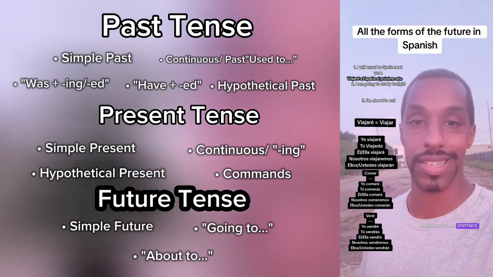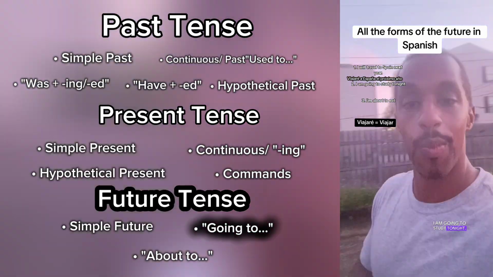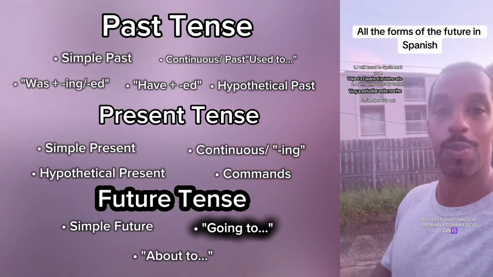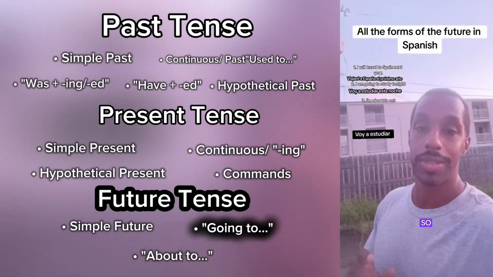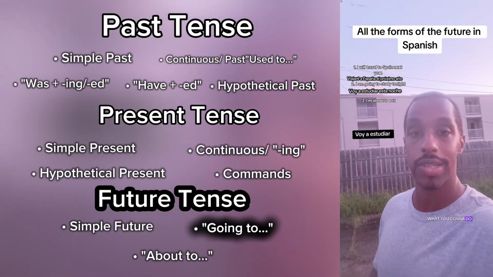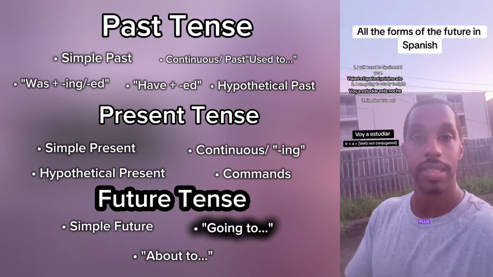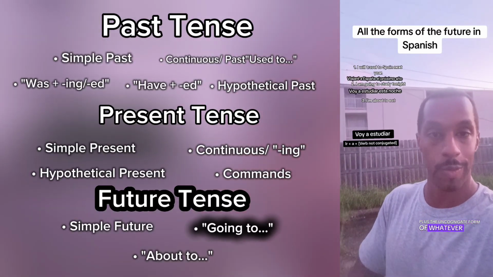All right, second sentence. I am going to study tonight. Voy a estudiar esta noche. So the part we're going to focus on is voy a estudiar. To say that you're going to do something, you're going to use the present form of ir plus a plus the unconjugated form of whatever verb you're trying to use.